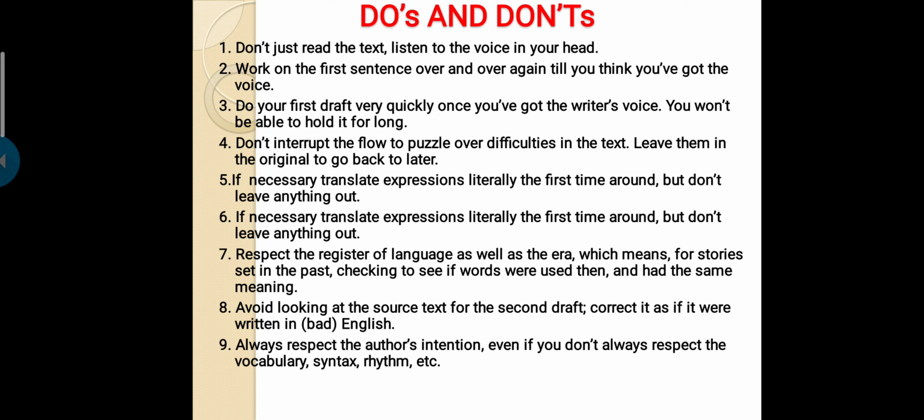Coming to the rules, here are some do's and don'ts for translating. Don't just read the text, listen to the voice in your head. Work on the first sentence over and over again. Do the first draft quickly. Don't interrupt the flow to puzzle over difficulties in the text; translate necessary expressions the first time around. Inspect the register of language as well as the era. Avoid looking at the source. Always respect the author's intentions. The detailed description has been shown on your screen. Please go through it.